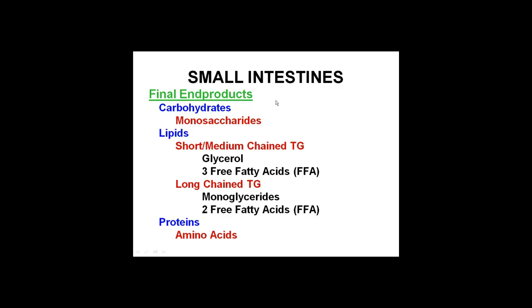So our final end products in the small intestines, which again most of it's going to happen in the duodenum. That doesn't mean the absorption is going to happen there. This is the digestion piece only. We're going to end up with monosaccharides, so glucose, fructose, galactose, as far as the carbohydrates. The lipids, the short and medium chain are going to be broken down to glycerol and 3 fatty acids. And then the long chain are going to be the monoglycerides and 2 free fatty acids. Proteins would be amino acids.